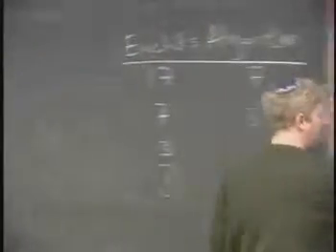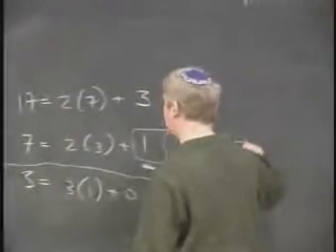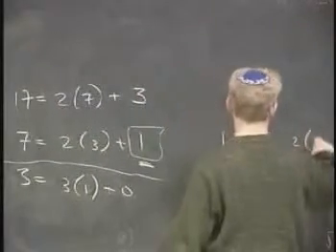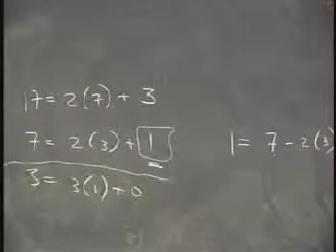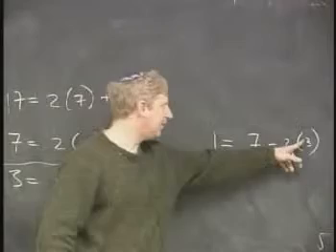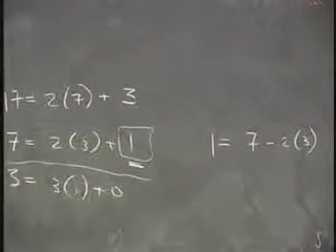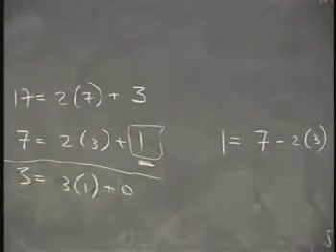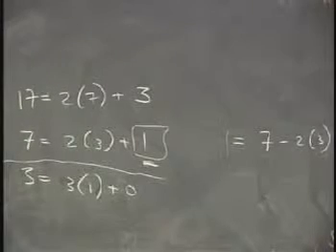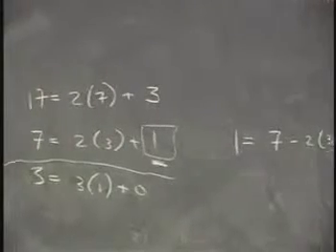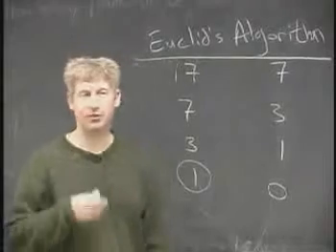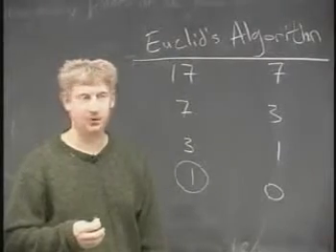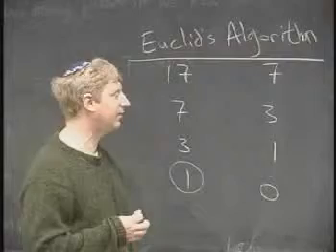We're going to start with this equation and write down 1 equals 7 minus 2 times 3. Well, that's great. Now I have a linear combination of things multiplied by 7 and 3 equaling 1. But what I really want is a linear combination of things multiplied by 7 and 17. So I don't want 7 and 3 here. I want 7 and 17. So what's the thing that I don't like? I don't like that 3. Okay, that 3 is no good. I want that to turn into a 17.